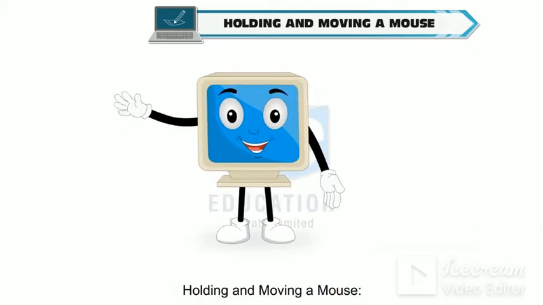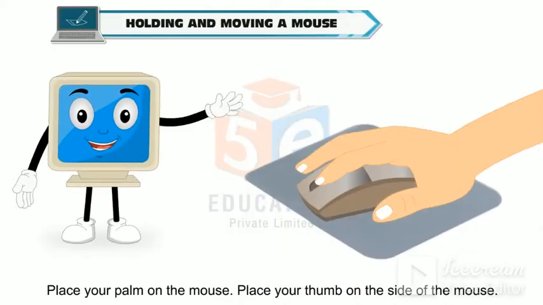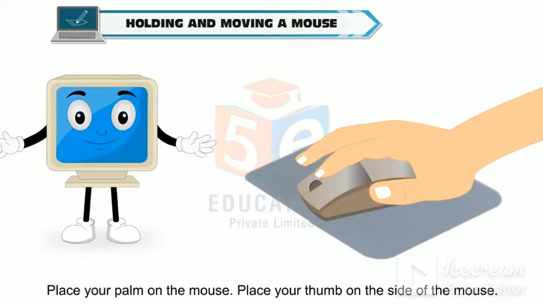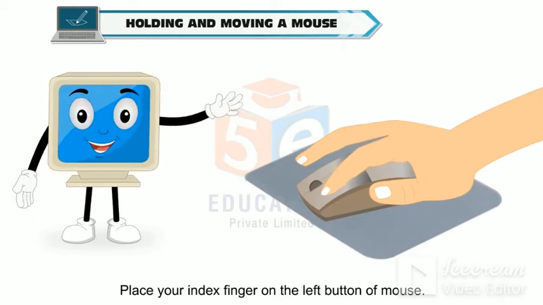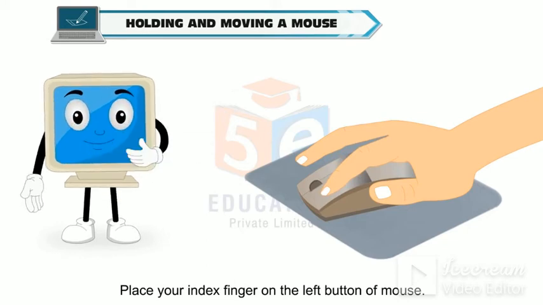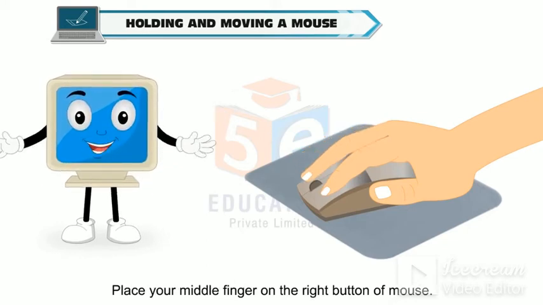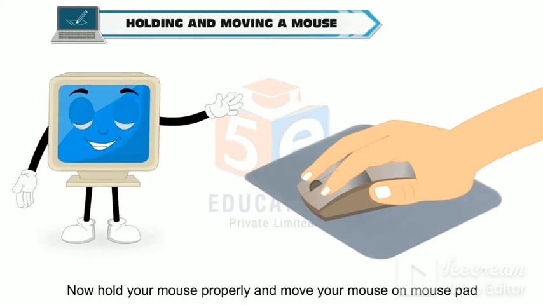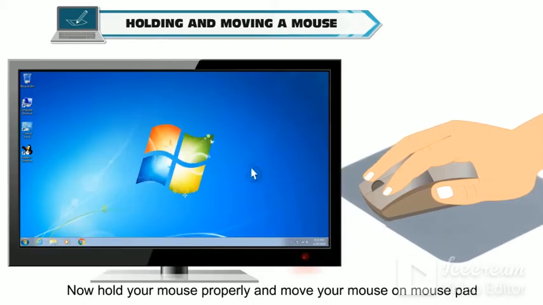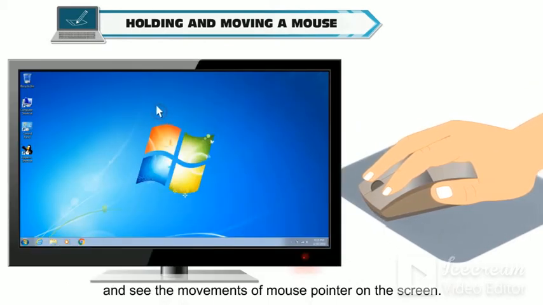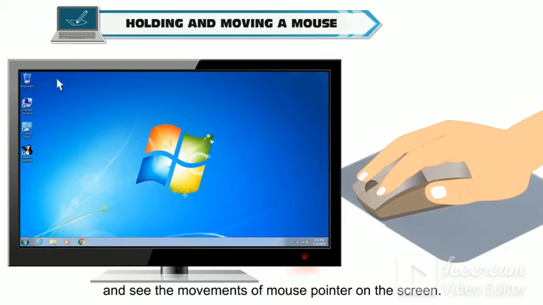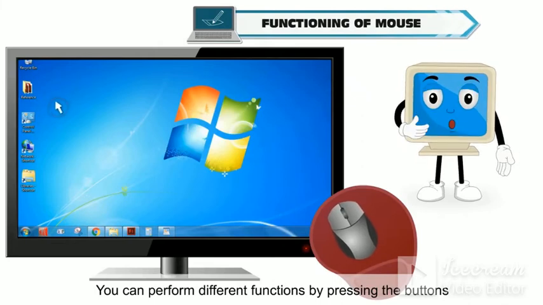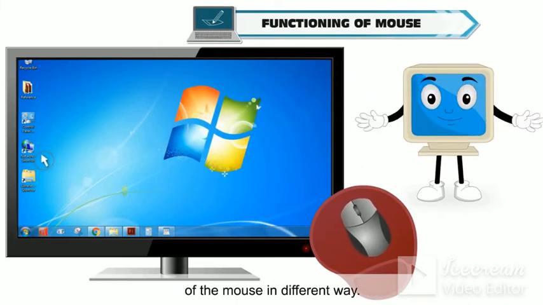Holding and moving a mouse. Place your palm on the mouse. Place your thumb on the side of the mouse. Place your index finger on the left button of the mouse. Place your middle finger on the right button of the mouse. Now hold your mouse properly and move your mouse on the mousepad and see the movements of the mouse pointer on the screen. You can perform different functions by pressing the buttons of the mouse in different ways.